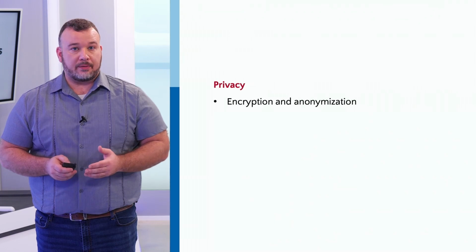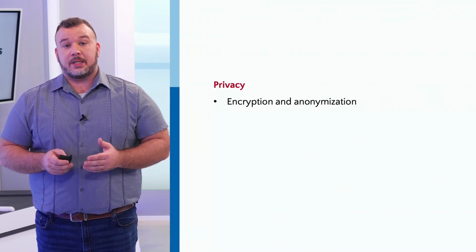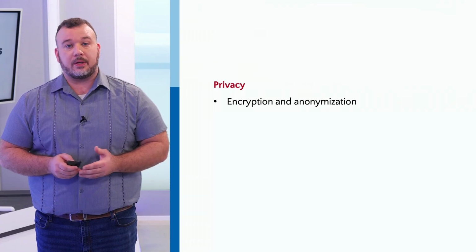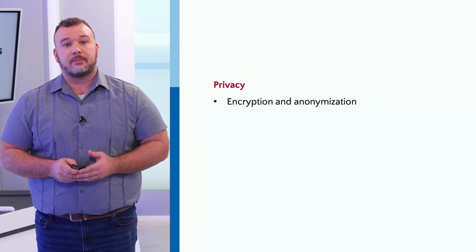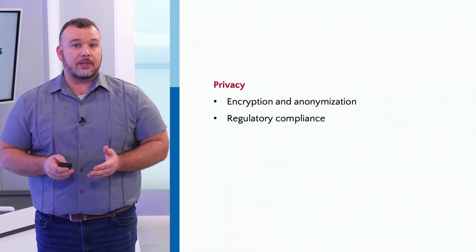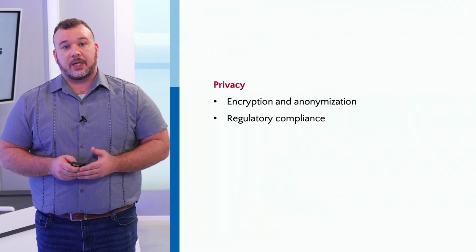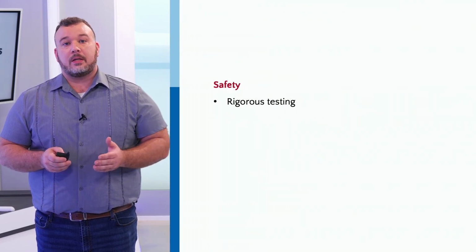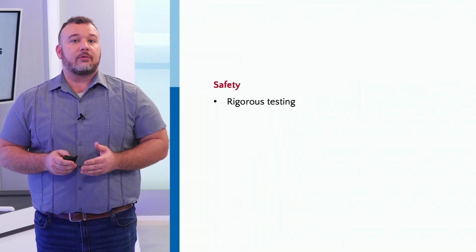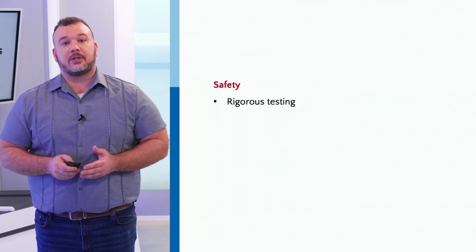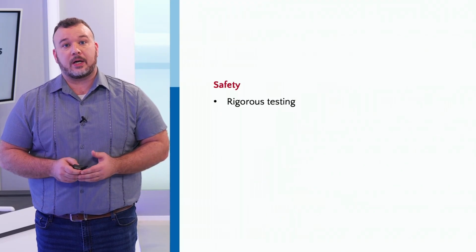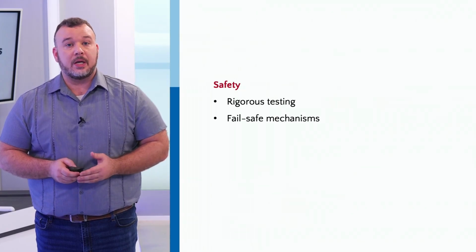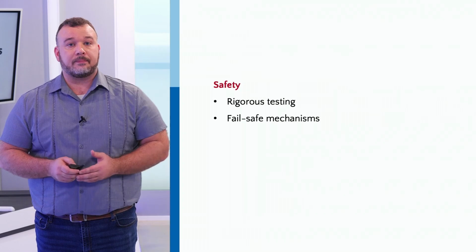Next, privacy. To maintain responsible AI, we must protect sensitive user data with encryption or anonymization. This ensures compliance with regulations like the General Data Protection Regulation, or GDPR. Then there's safety. Rigorous testing ensures AI systems function reliably in dynamic environments. It's important here to design fail-safe mechanisms in order to help mitigate harm.